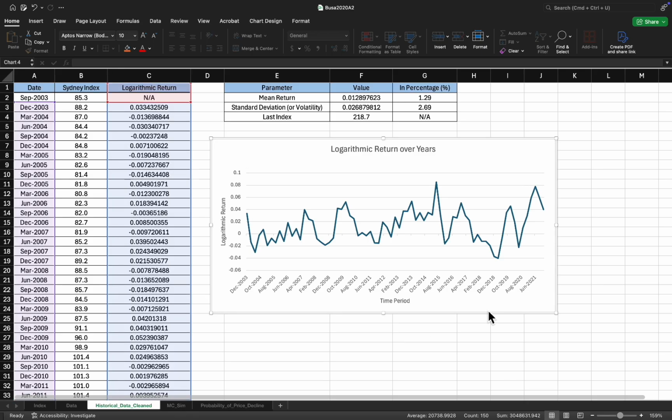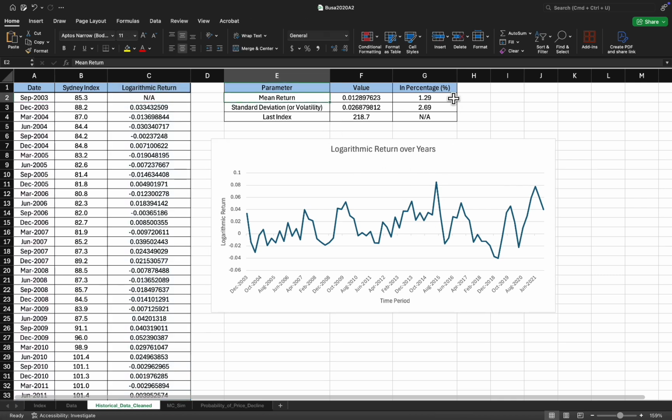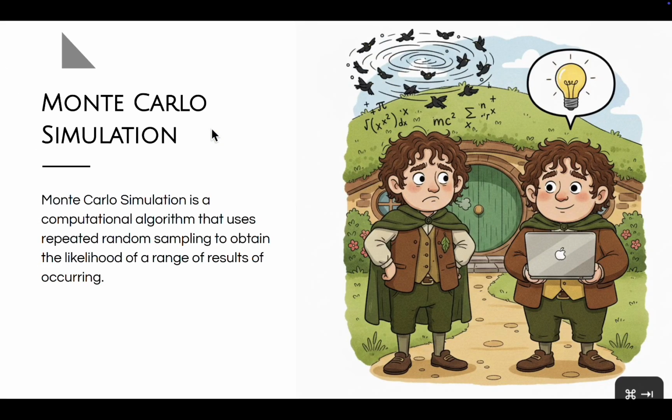The two most important numbers we get from this history are the mean, which is about 1.29% per quarter, and the standard deviation, which is 2.69% per quarter. It tells us how much prices bounce around the mean. We will run the Monte Carlo simulation using this history to project future prices over the next 4 quarters. Think of it like weather forecasting. We examine past patterns to predict future possibilities.